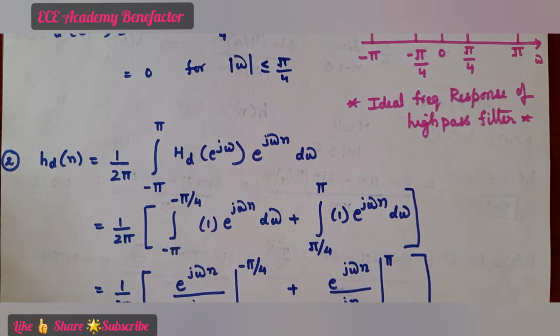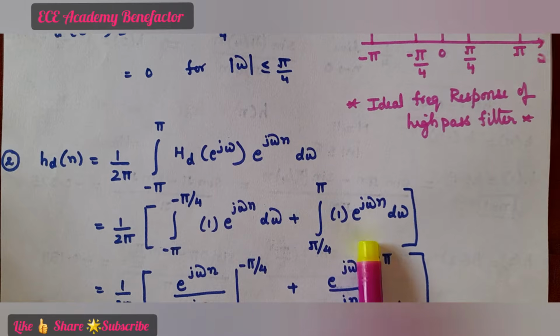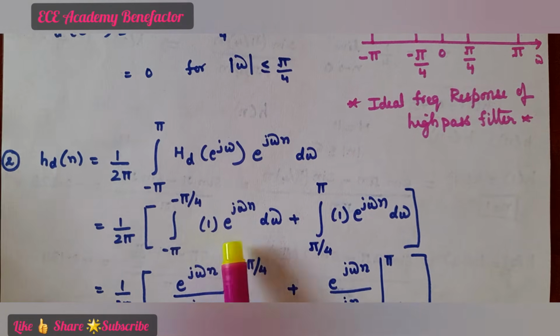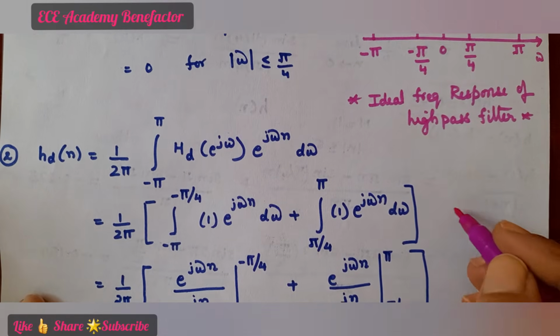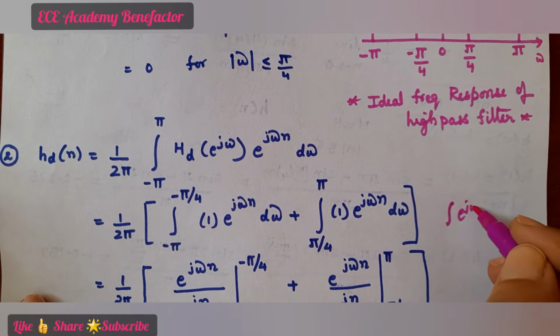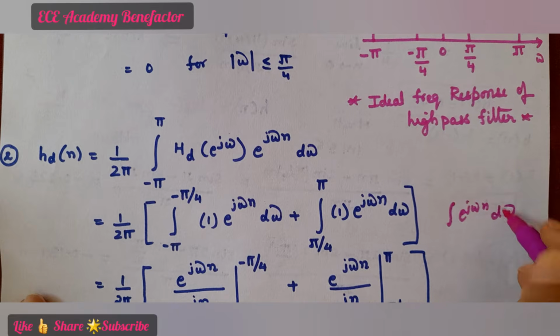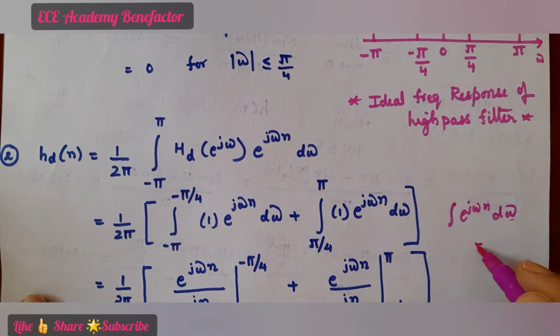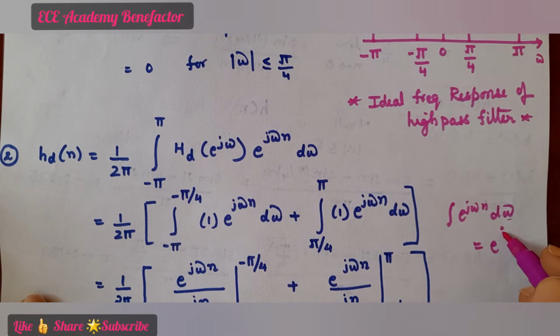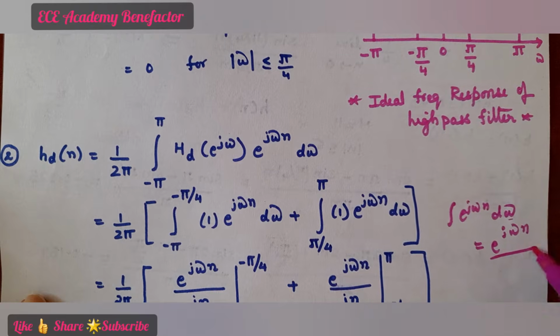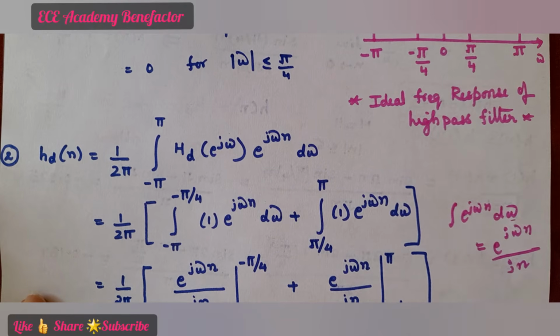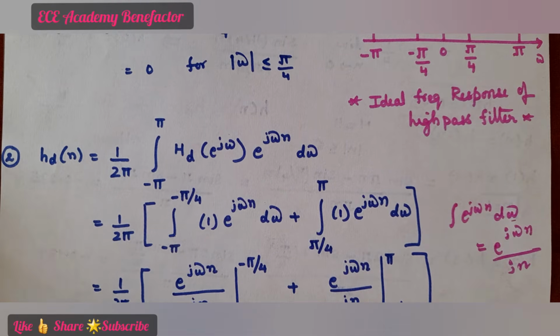Integration we have written in the next step like this. The integration of e to the power j omega n d omega is how much? Integrating with respect to omega, it will come as e to the power of j omega n by j n. Okay, which I have written in the next step.